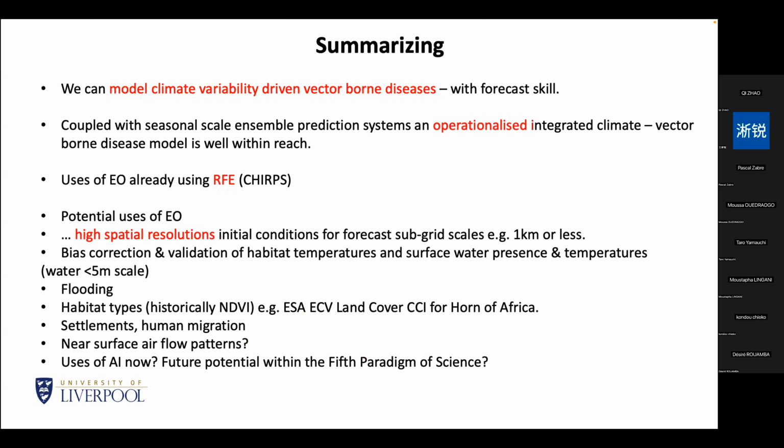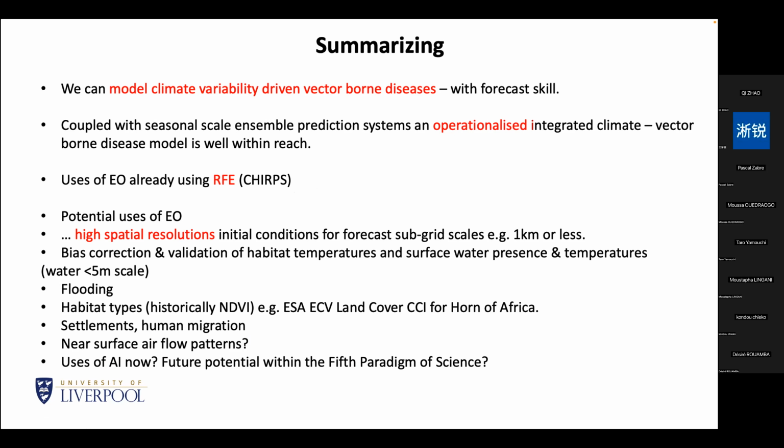I've already mentioned the use of rainfall estimation. These days it's going to be CHIRPS, but where else could we use Earth observations? So one of the things that I've wanted to do for a long time is to use the higher spatial resolutions that are available through Earth observation compared to climate model data grids or forecast grids, and to set up a series of initial conditions for the forecast at subgrid scales and probably at 1 kilometre or less. And we can talk more about that later on maybe.